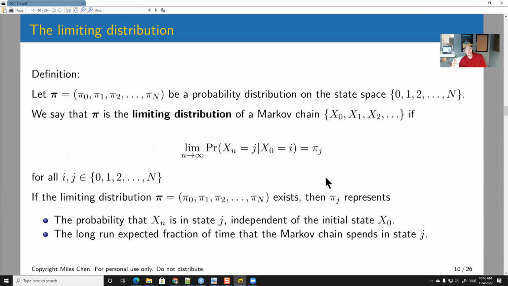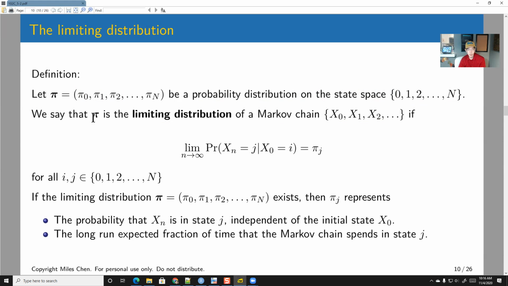All right, so in general, pi, the limiting distribution, is going to be pi sub 0, pi sub 1, pi sub 2, all the way up through pi sub n, a probability distribution on the state space 0 through n. Okay, so if you've got n different possible states, pi 0 through pi n is going to be the probability distribution on 0 through n.